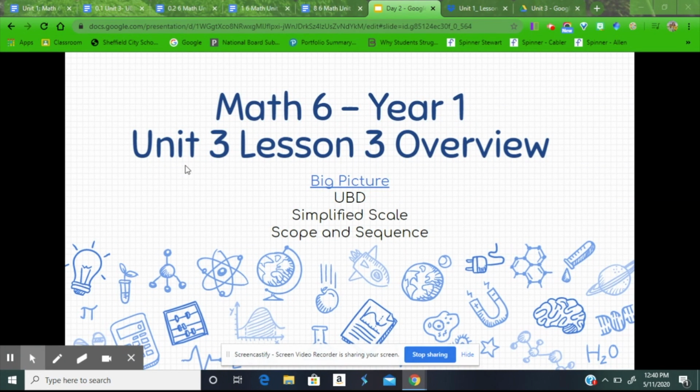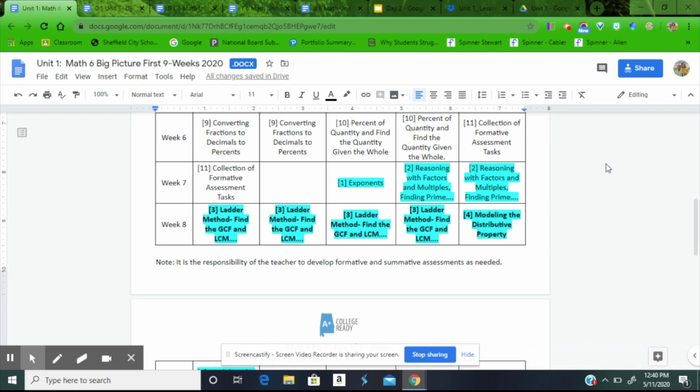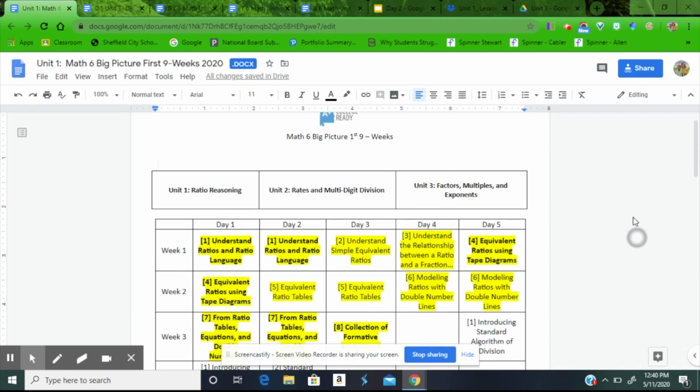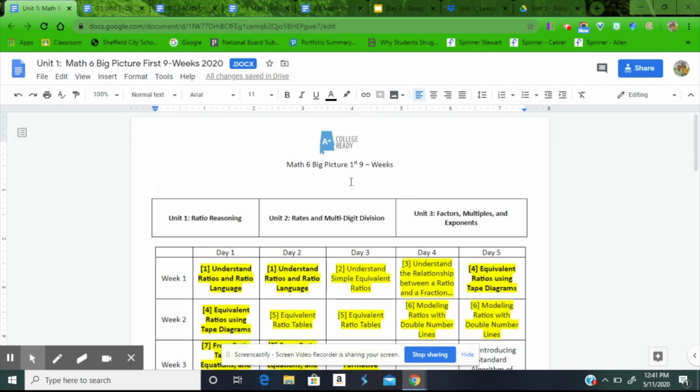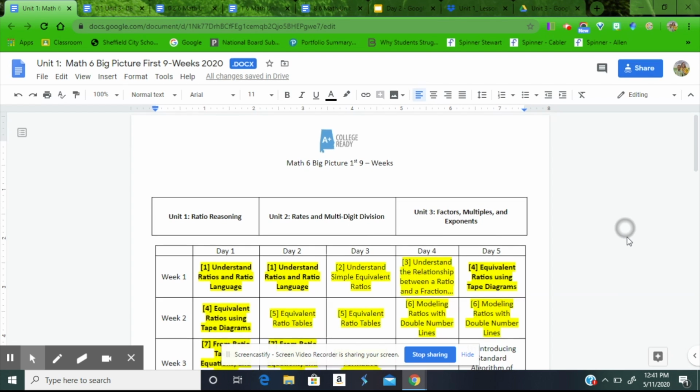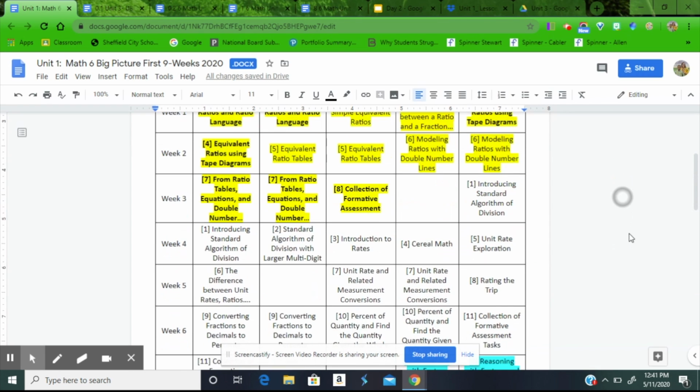We're now going to have a look at Unit 3, Lesson 3 overview. Because this is a new unit, we're going to look at the big picture, the UBD, the simplified scale, and the scope and sequence. So we're going to begin with our big picture. If you'll notice here at the top, we're still in our first 9 weeks. Unit 3 can be found at the end of the first 9 weeks.